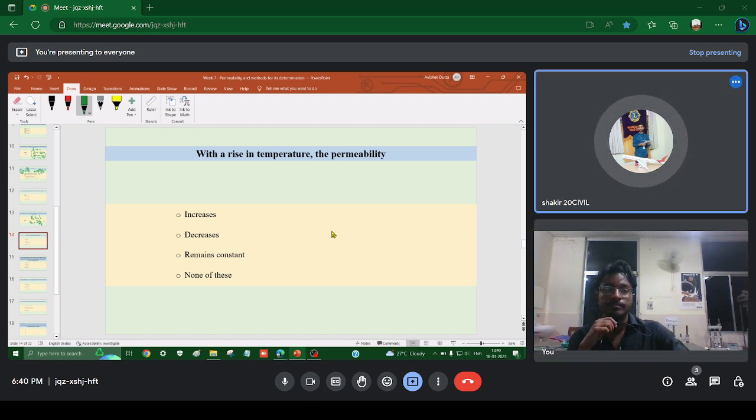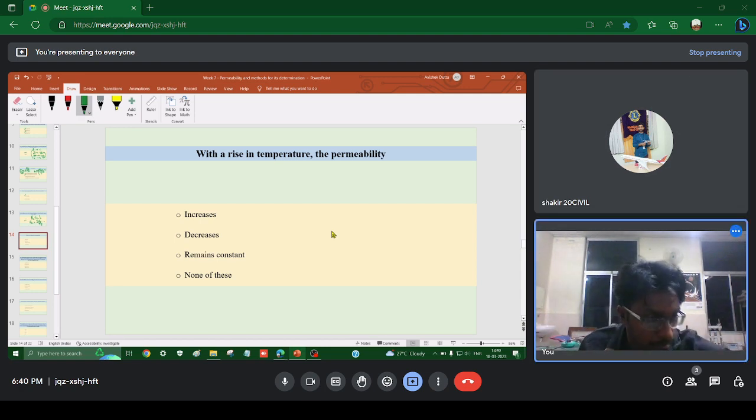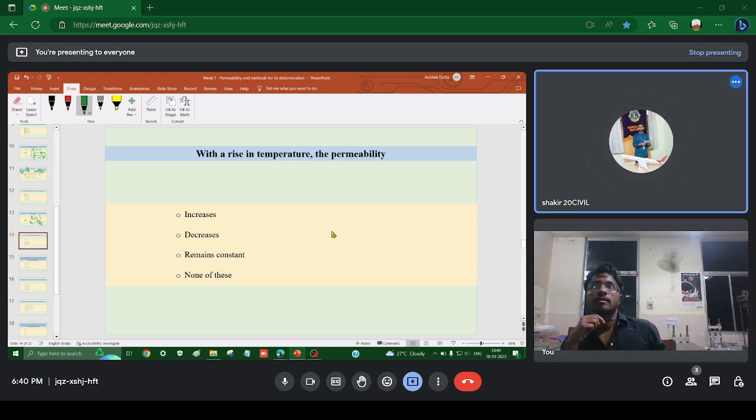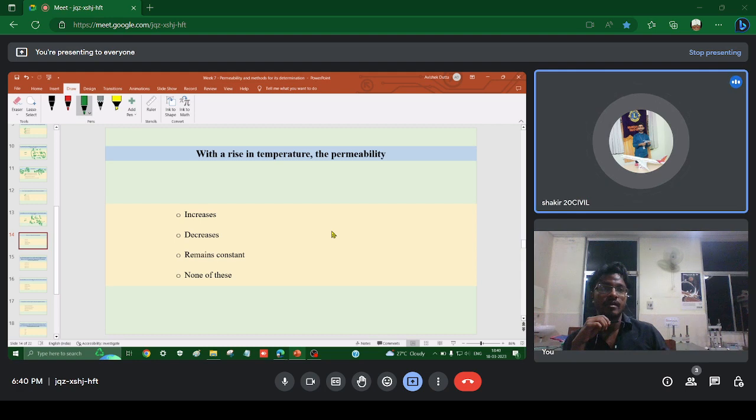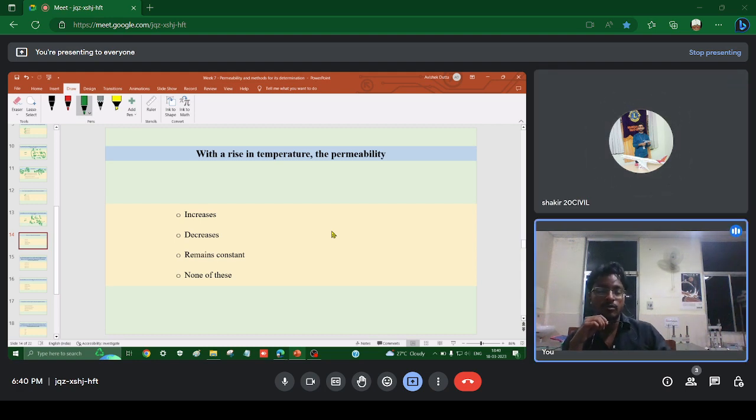That decreases. With a rise in temperature, permeability decreases. Okay. First, you tell me, with a rise in temperature, what happens to the viscosity? If temperature rises, what happens to the viscosity? Because when we talk about a rise in temperature, viscosity decreases, right? Yes, sir.